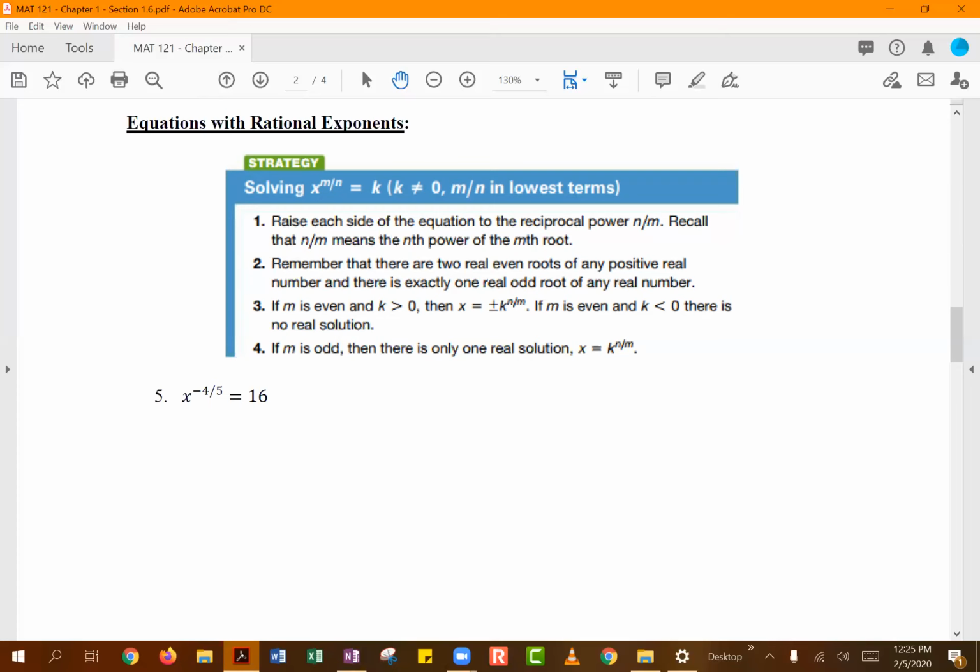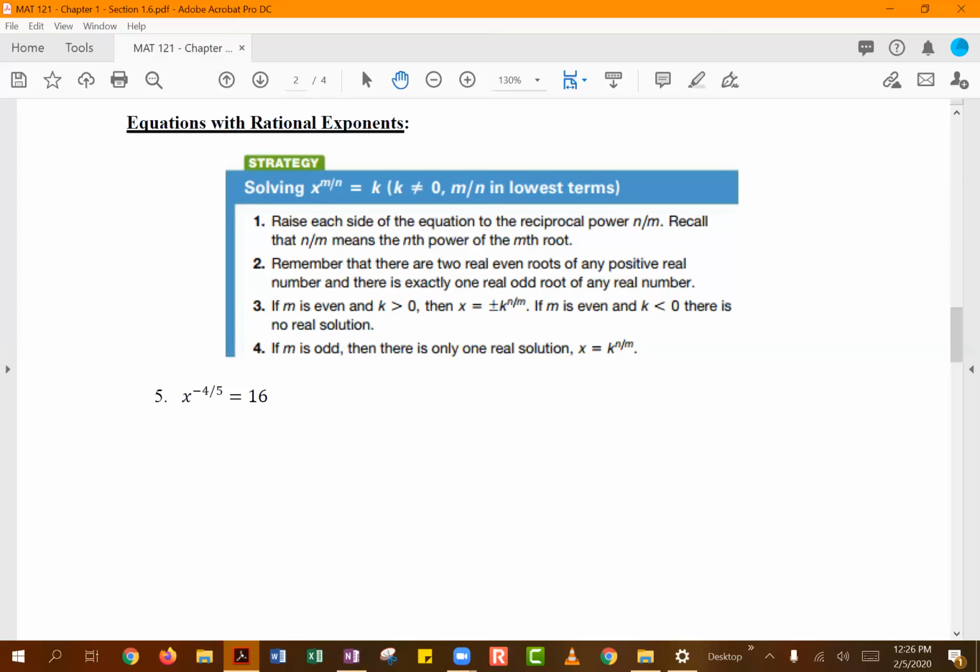So the idea is if your original equation is x to the power of m over n equals k, that means you will take both sides of your equation and raise it to that reciprocal power, right? So if it's m over n, you're going to actually raise it to n over m. So that means you invert your exponent and apply it to both sides of your equation.